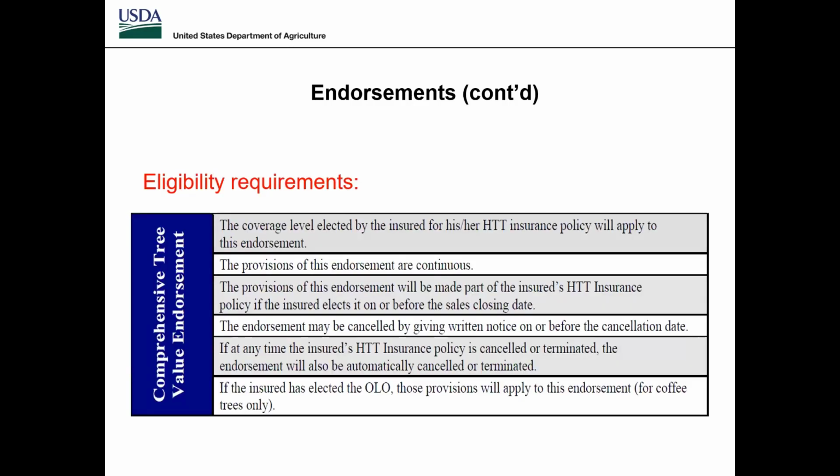Some of the eligibility requirements for CTV are that the coverage level elected by the insured for their base HTT policy will also apply to this endorsement. So for example, if you had a 75% coverage level on your base policy, you would have the same coverage level on this endorsement. The provisions of this endorsement are continuous and will carry on year after year.